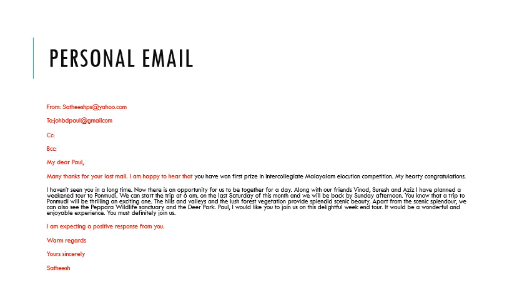The hills and valleys and the lush forest vegetation provide splendid scenic beauty. Apart from the scenic splendor, we can also see the Peppara Wildlife Sanctuary and the Deer Park. Paul, I would love you to join us on this delightful weekend tour. It would be a wonderful and enjoyable experience. You must definitely join us. That is the body of the letter.